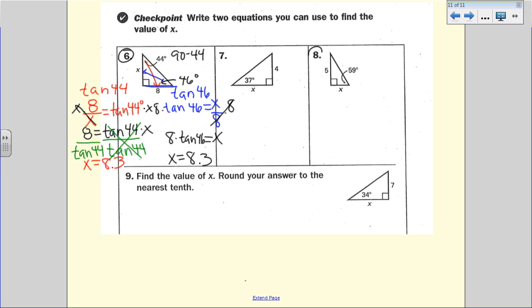I want you guys to do number 8 on your own. We're just doing on your own. And I should see method 1 and then method number 2. And then you're going to find the value of x. You only need to do that one time.